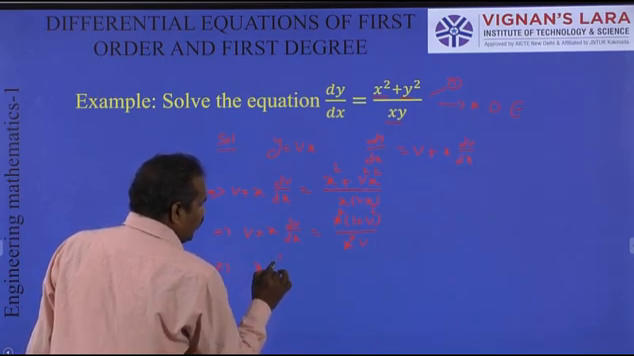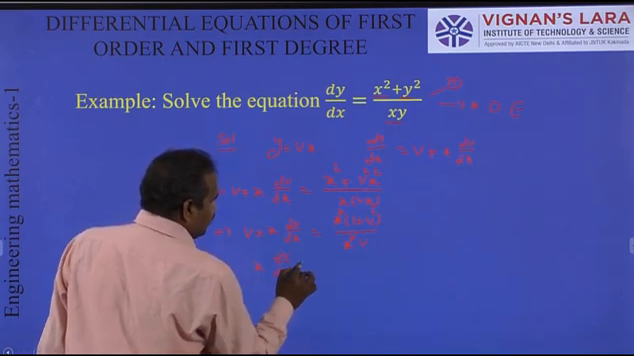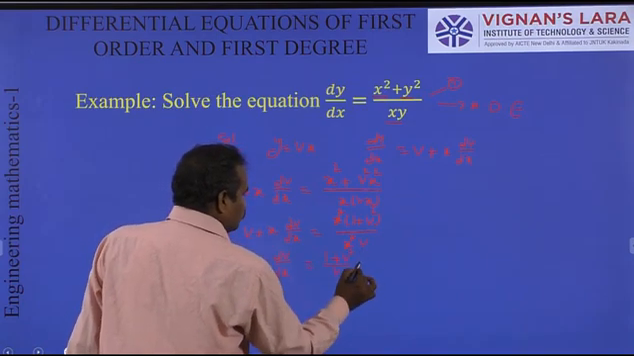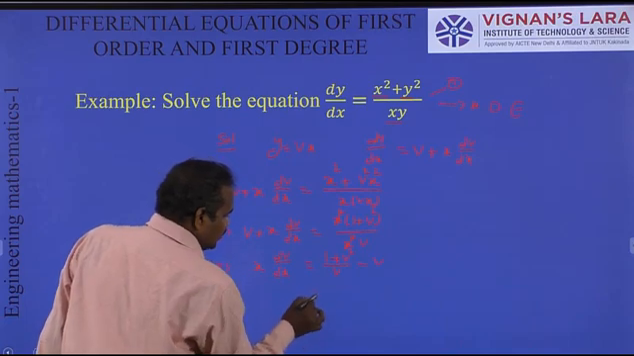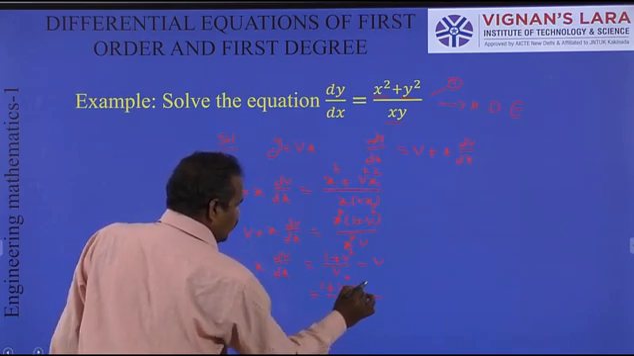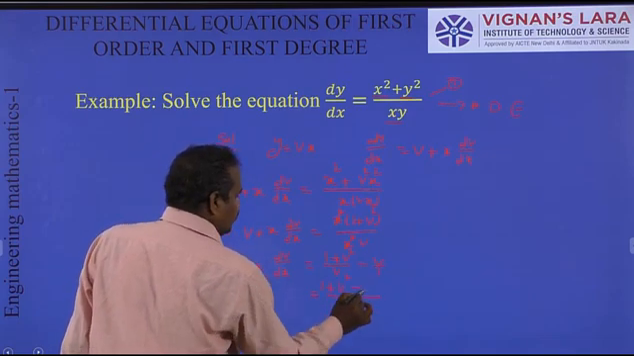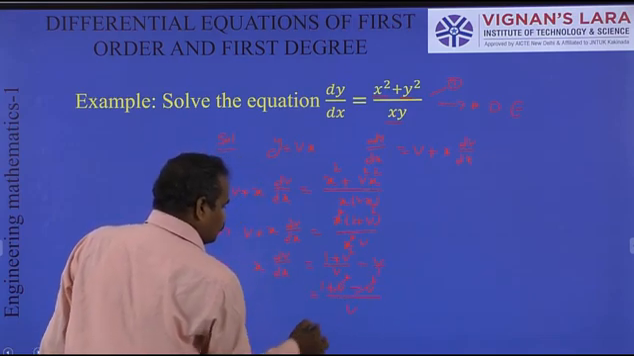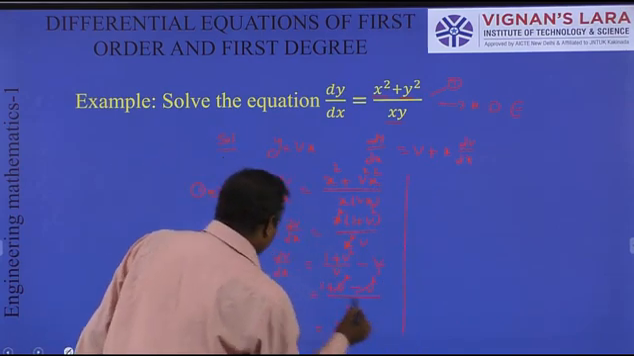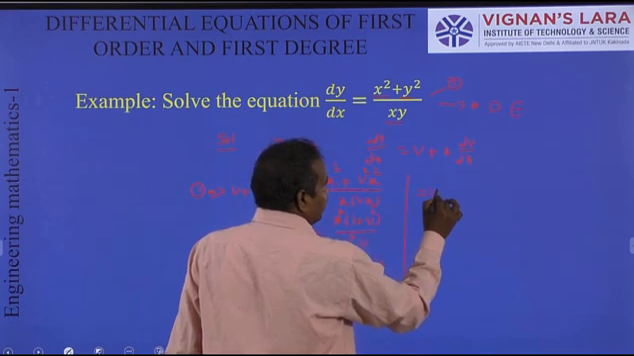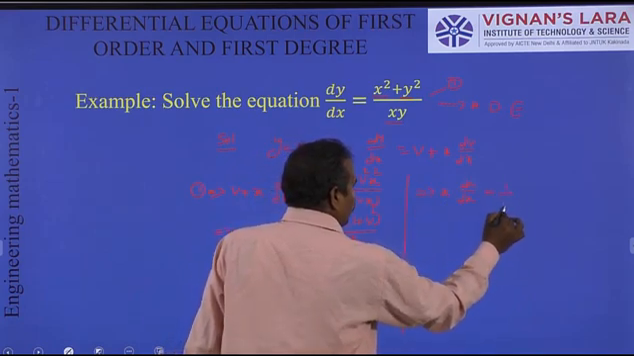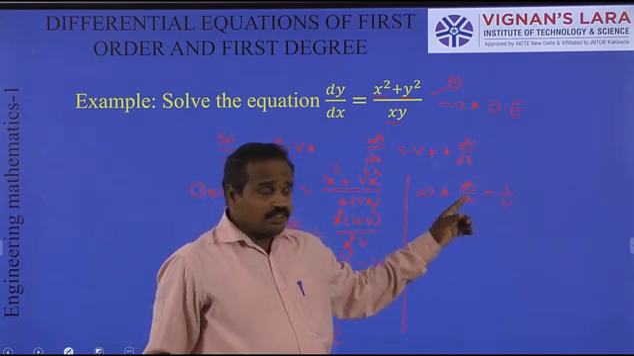Bring this v to the right hand side. Then x into dv by dx is equal to (1 plus v square) by v, minus v. Take the LCM. What is the LCM? v. So 1 plus v square, here 1 into v times v cancels, v into v square, v square gets cancelled. This value is 1 by v. So what we got here is x into dv by dx is equal to 1 by v.